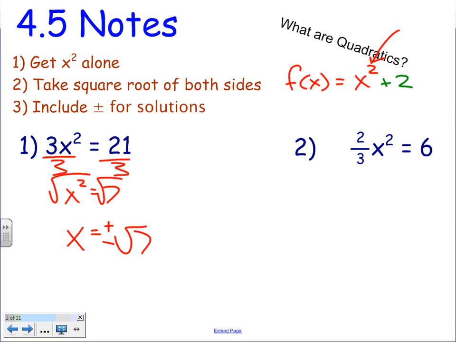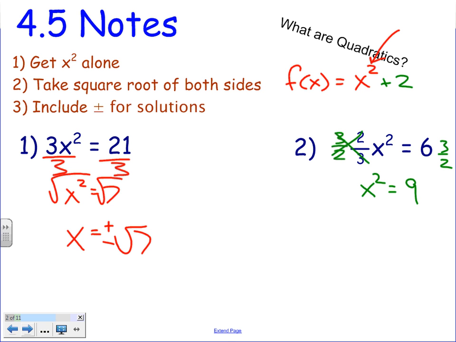All right, let's look at problem number 2. Again, this is linear algebra. How do we get rid of this? Well, the first thing you have to do is get the x squared by itself. So I'm going to multiply both sides by the reciprocal. Cancel, cancel. We have x squared is equal to, and again, I'll reduce, 18 divided by 2, which is the same thing as 9.